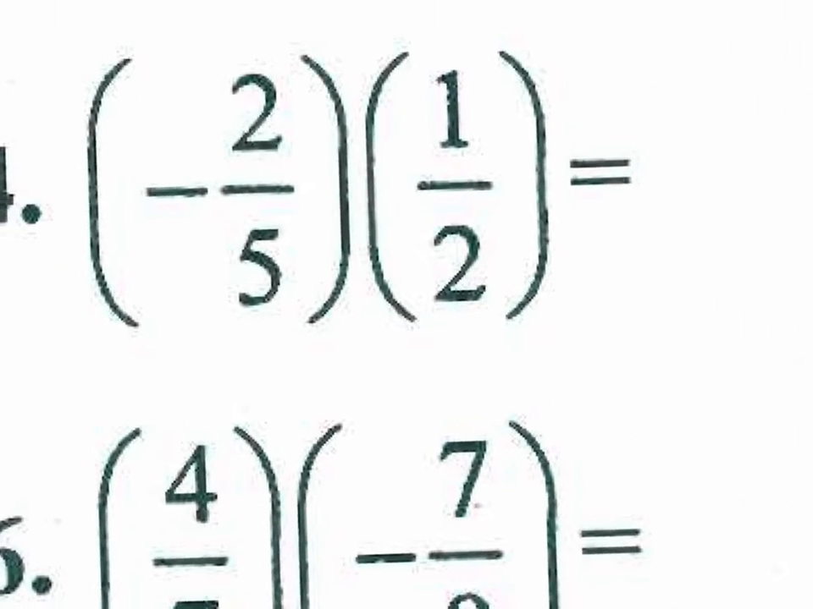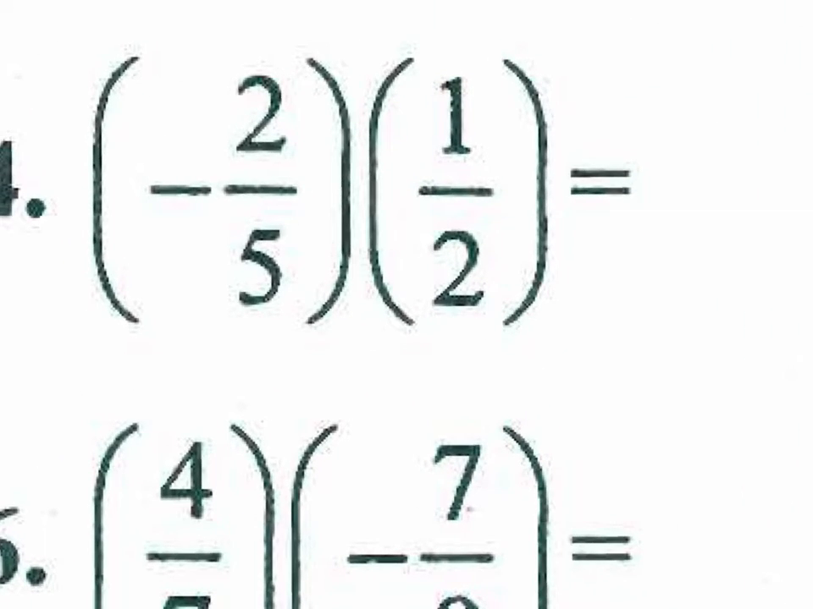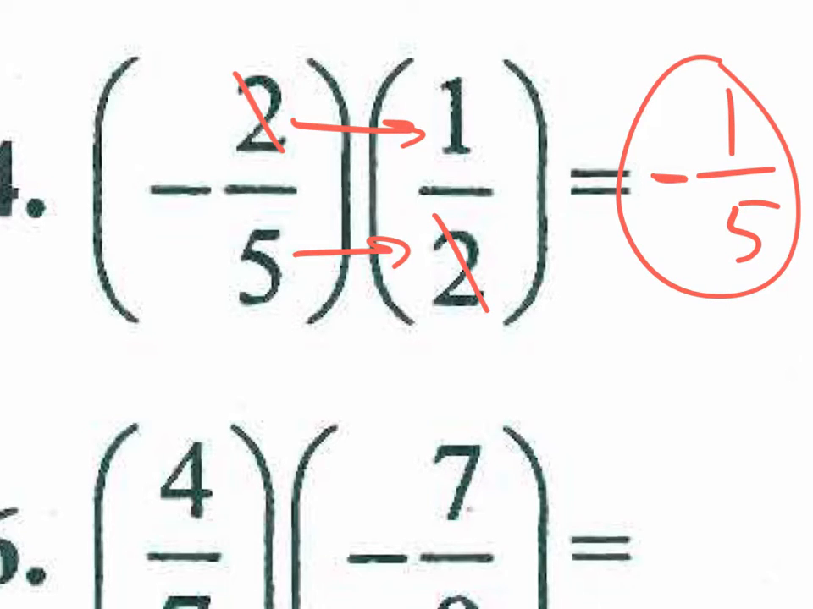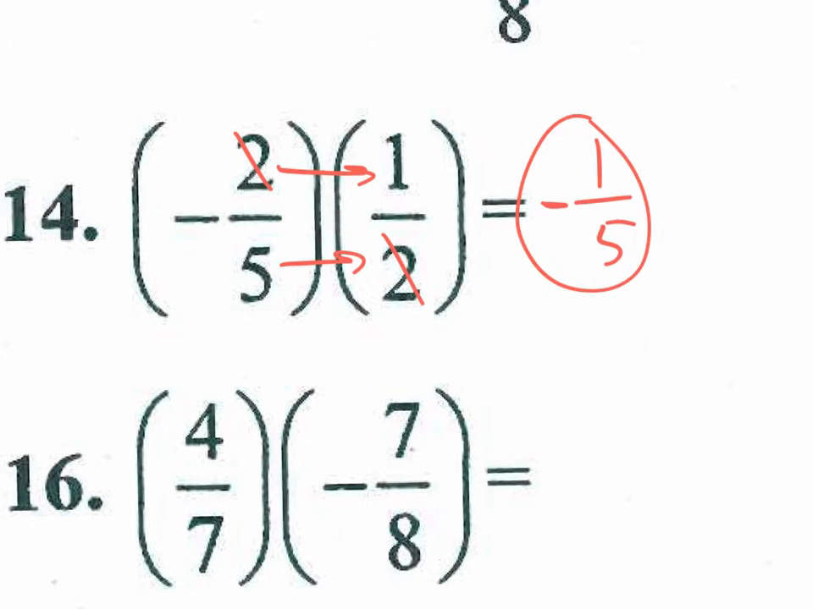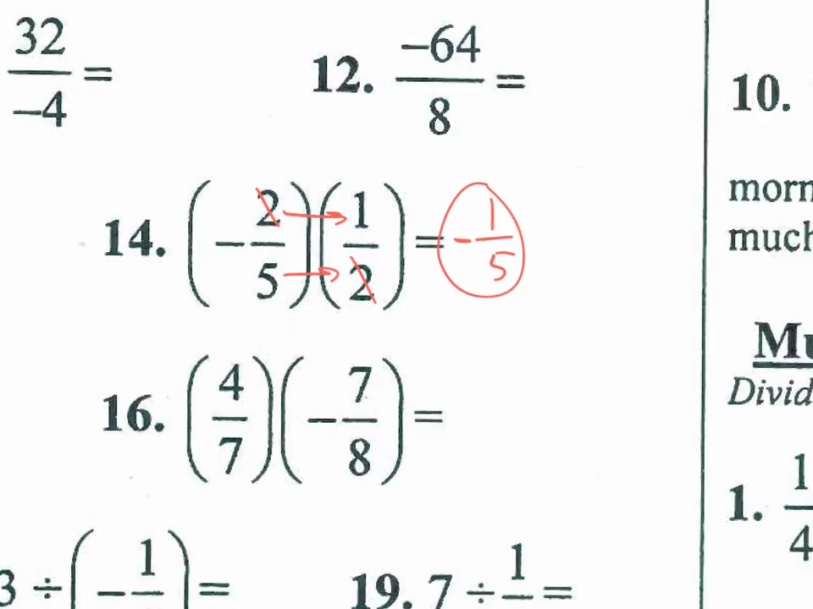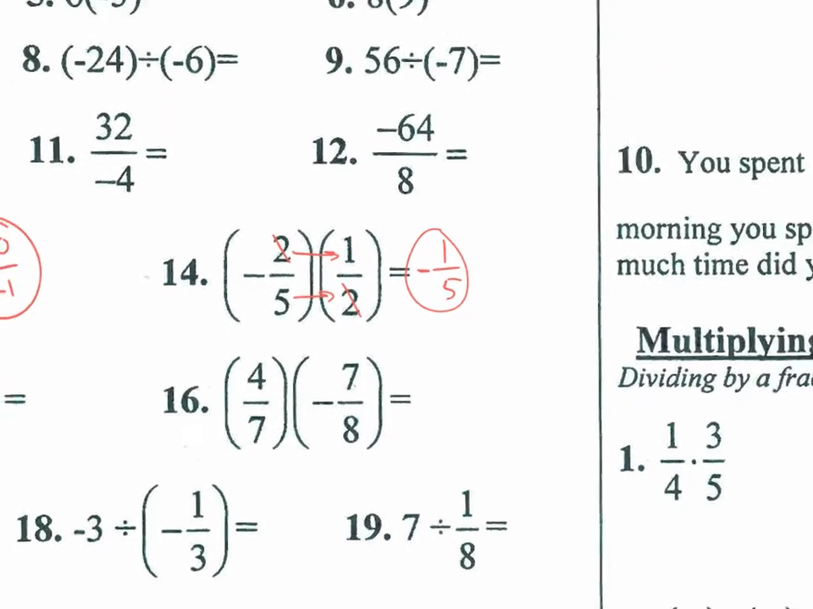14, let's do 14 because it's so easy. You see how there's a 2 up here and a 2 down here? Let's just scratch those out and now multiply. And you'll have obviously 1 on top, 5 on the bottom, and it's a negative times a positive, which means it's going to be a negative. So your answer is negative 1/5. By the way, if you notice that I made a mistake on the answers, please let me know. I do make mistakes. So I just wanted to emphasize how easy it is to multiply fractions.